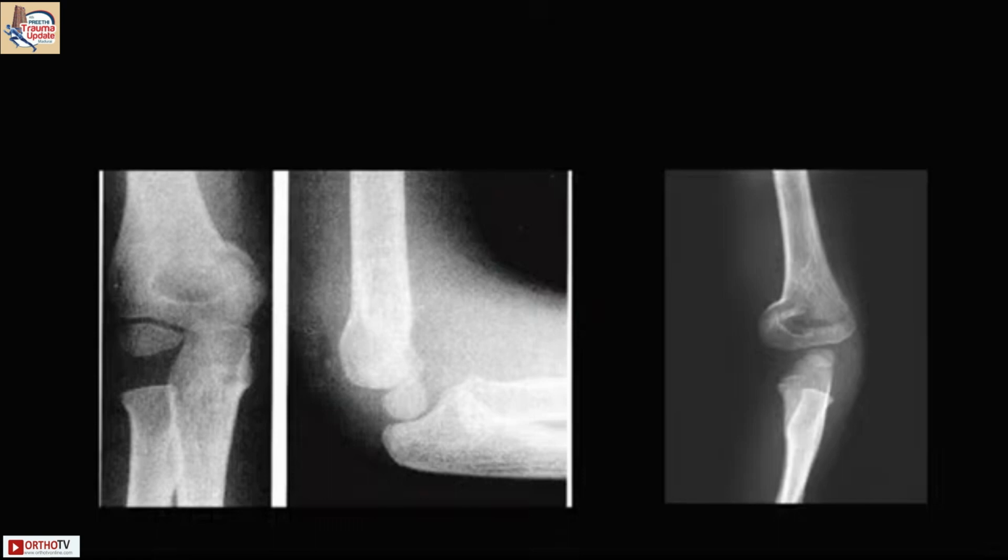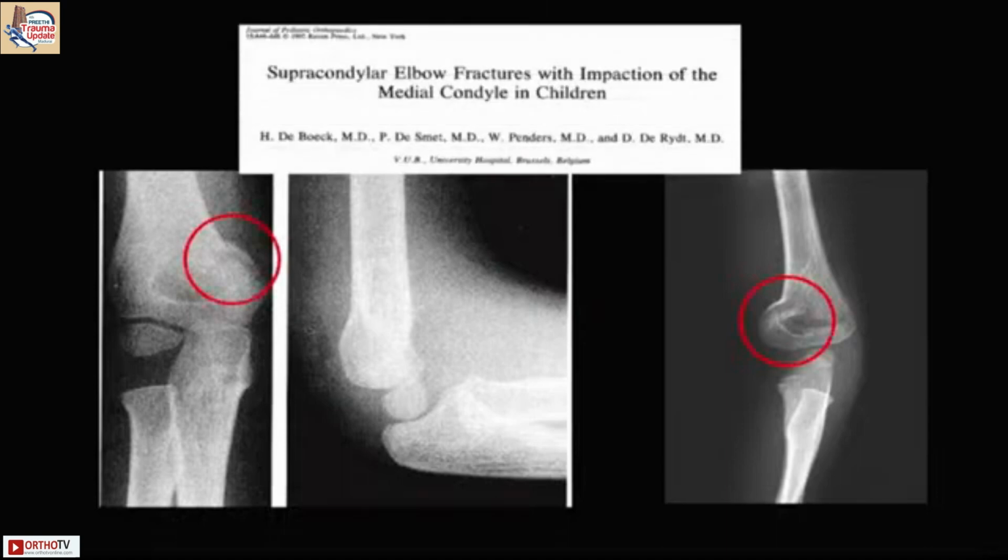Now, this is the first X-ray which I have shown in the initial slide. See, the most important thing is this is looking innocuous, and even the lateral view is looking like a type 1. But the most important thing is this, the medial comminution or a varus impaction. So, in this paper by Debog, actually has shown that all those fractures with the varus impaction and medial comminution, they go for this cubitus varus deformity.